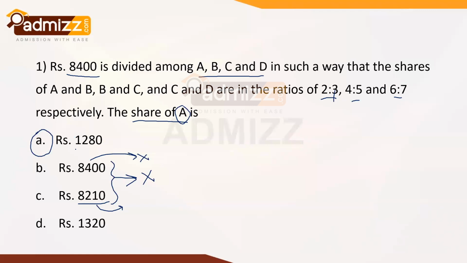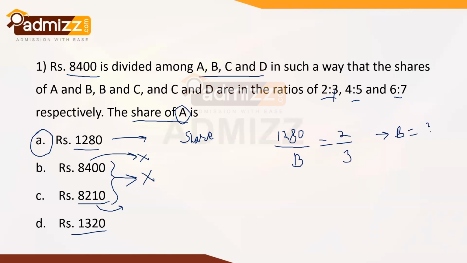Now we'll be taking a look at the other two options, 1280 and 1320. Let's start with 1280, right? Assuming that the share of A is 1280, we know that the ratio of share of A and share of B is 2:3. So we can write it as 1280, which is the share of A, over share of B, which is B, equals 2/3, right? So from this, we can find the share of B, right?